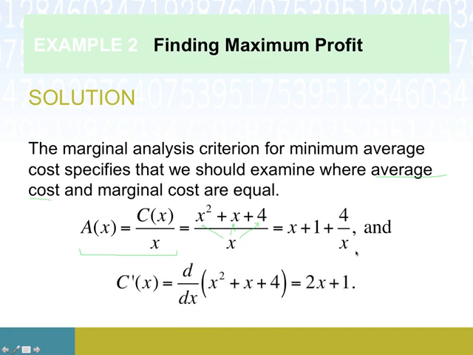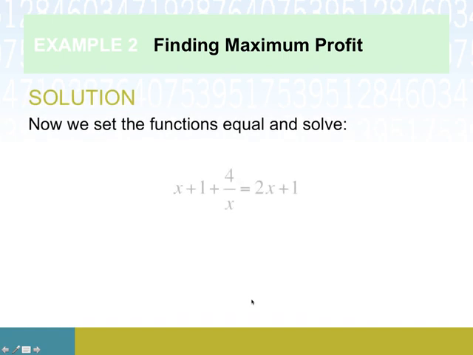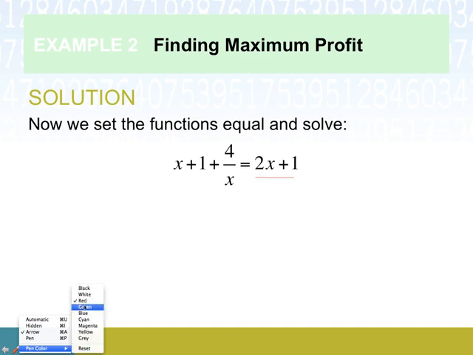C prime also requires some work. We haven't done marginal cost yet. So when we switch over, marginal cost, there it is, C prime. We could either recall this from the previous example, since we already did find marginal cost there, but it's 2x plus 1 due to the power rule. Okay, so this criterion says set these things equal to one another. So average cost on the left and marginal cost on the right. And I'll try to keep colors consistent here.